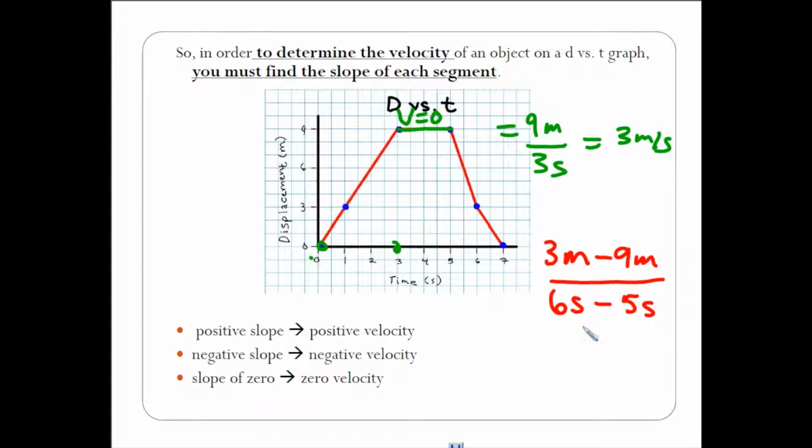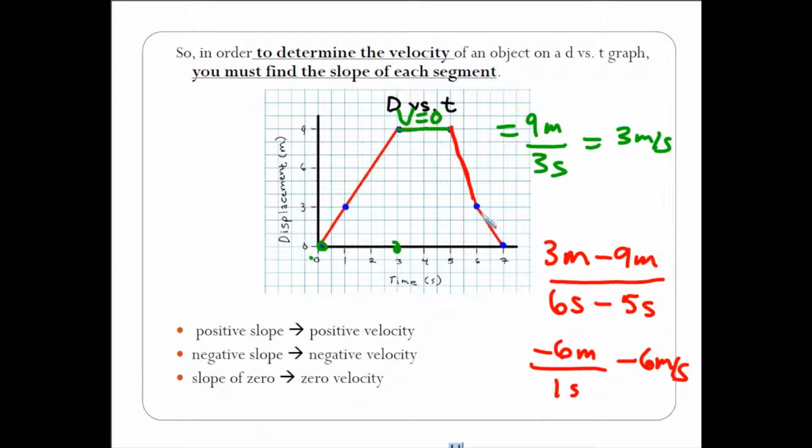Well, 3 minus 9 divided by 6 minus 1 will give you negative 6 meters divided by 1 second, or a negative 6 meters per second. It should be obvious then that when the slope is downward, we have a negative slope, which means we have a negative velocity, which means that we're heading in the negative direction, which means that we have a negative displacement. In other words, we're heading back to where we started.